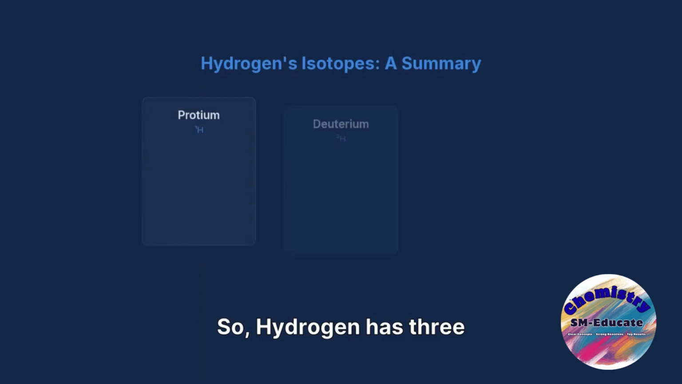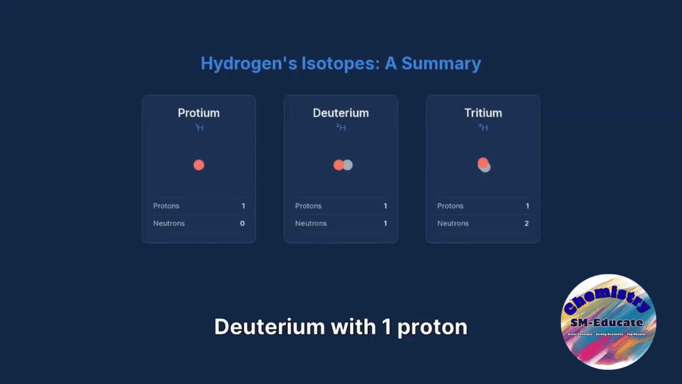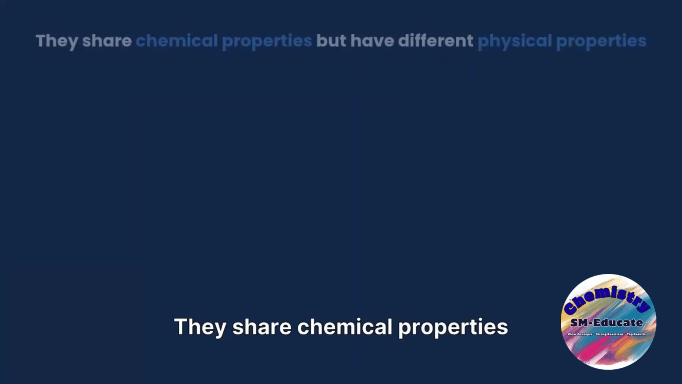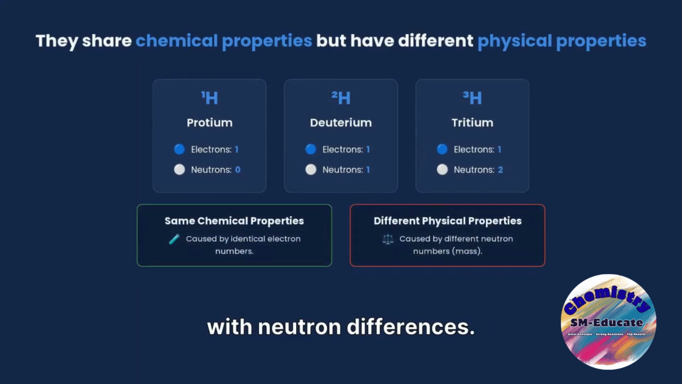So, hydrogen has three isotopes: protium with 1 proton and 0 neutrons, deuterium with 1 proton and 1 neutron, and tritium with 1 proton and 2 neutrons. They share chemical properties due to identical electron numbers, but their mass and physical properties vary with neutron differences.